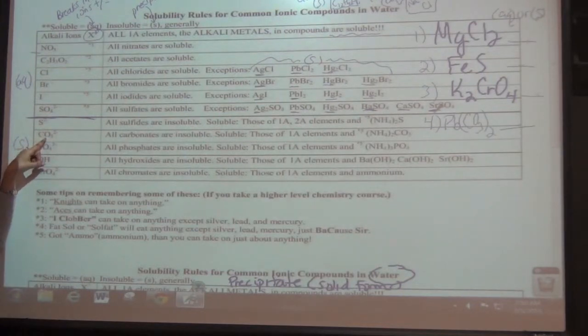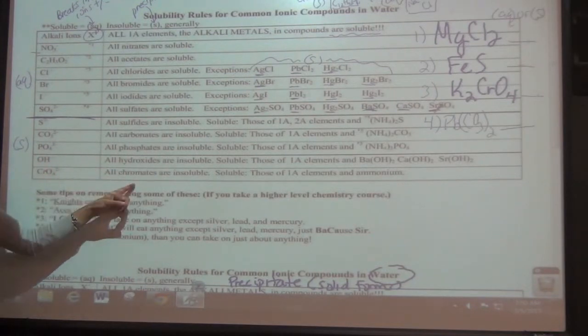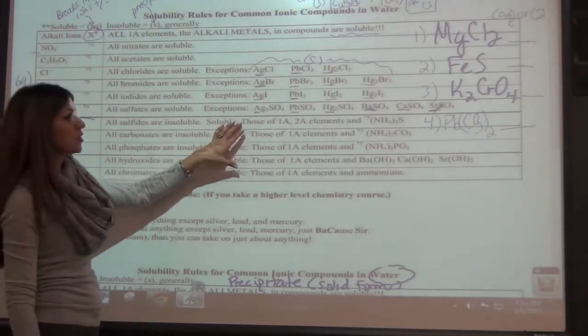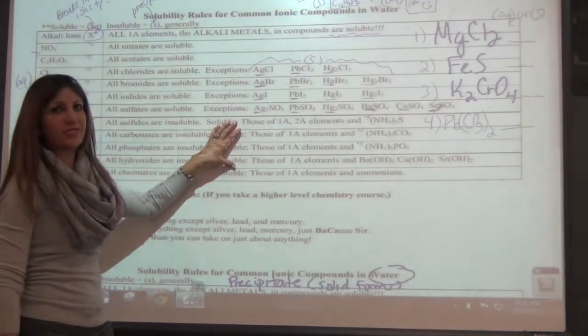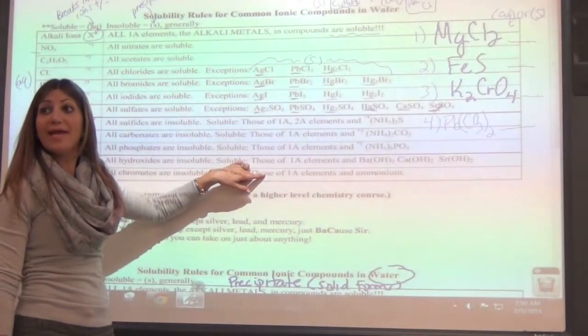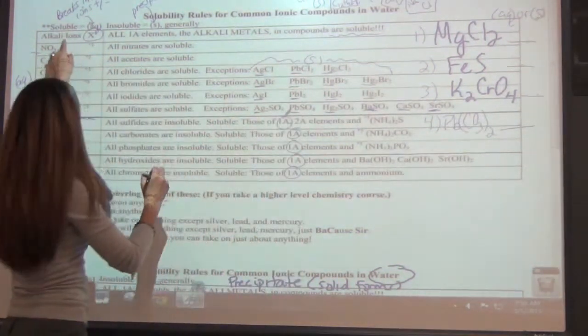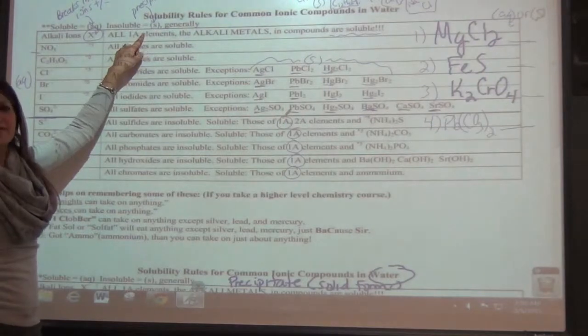Carbonates are insoluble, so are phosphates, so are hydroxides, and so are chromates. And then what you're going to do is look here at what the exceptions are. What do you notice about every single one of these? 1As, the alkali metals. The reason why is we said that all 1As are soluble.